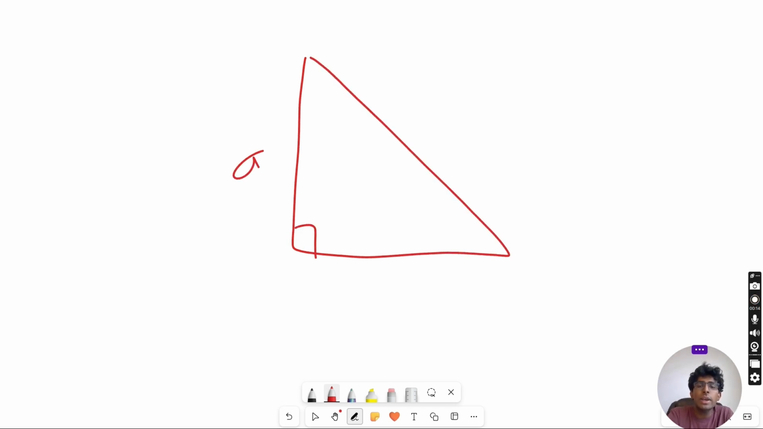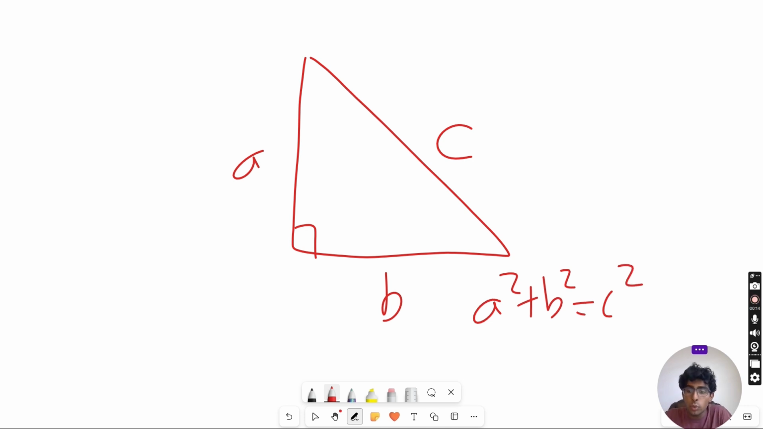Pythagorean theorem, basically, if we have a leg A, leg B, and hypotenuse C, if we know two of the sides of a right triangle, we can figure out the third by using the equation a squared plus b squared equals c squared. This only works for right triangles.